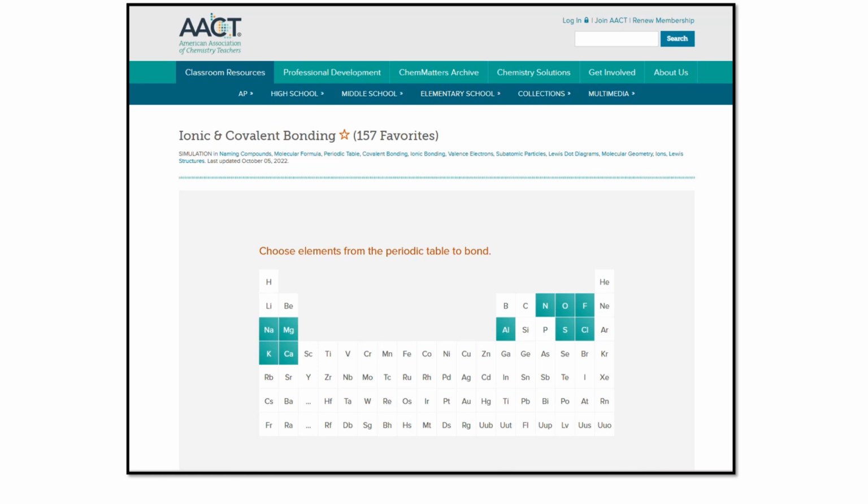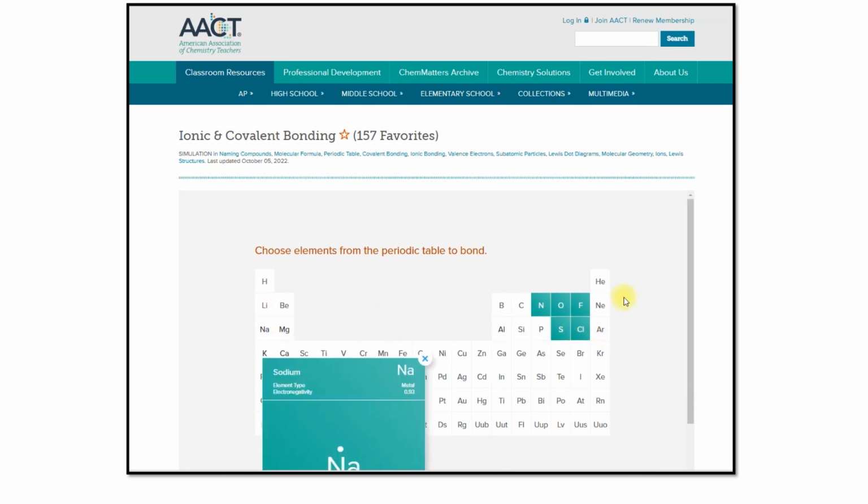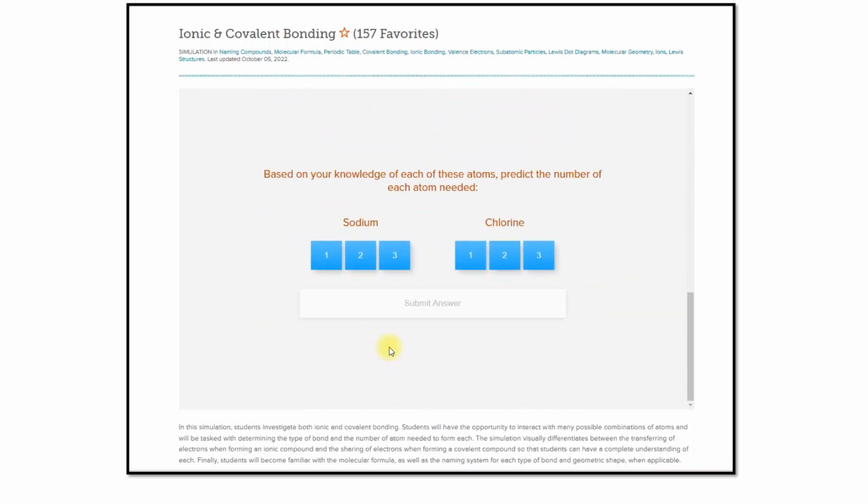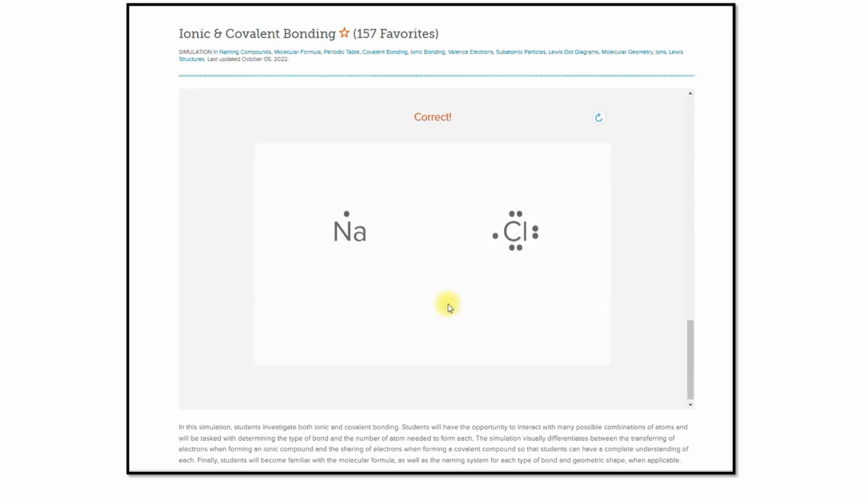There are several applications and software on the net with regards to simulation of your ionic and covalent bonding, and this is one under AACT, the American Association of Chemistry Teachers. You can choose elements from the periodic table to bond. For example, here your sodium and your fluorine atom. It will ask you what type of bond it is, and then predict the number of atoms needed. So it will tell you if it is correct or it is not correct.